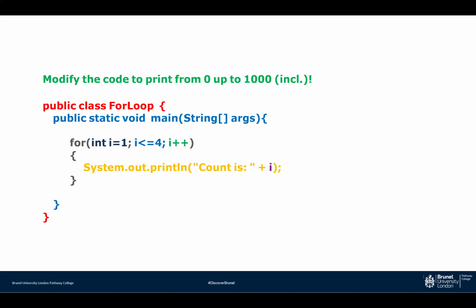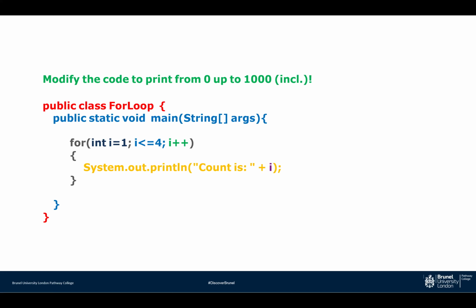Now, this is an exercise. If I want to modify the code to print from 0 to 1000, inclusive, what do I need to change? Raise your hand if you know the answer. Yes. The start value. The start value would be what? 0. And the last value, 1000. Anything else? No, it will be giving us 1001 values.